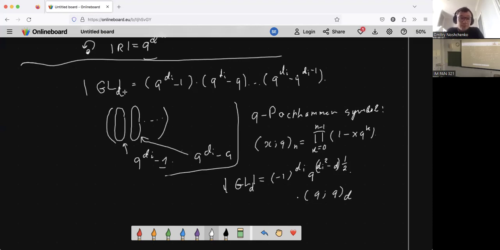Now if you want the size of the whole GL, then we have to take essentially the product over all the i's. So we take this function and take the product over i. This would give the formula for the whole group GL. Yes, so this is the second ingredient. And now we want to rewrite this formula in a slightly different way.